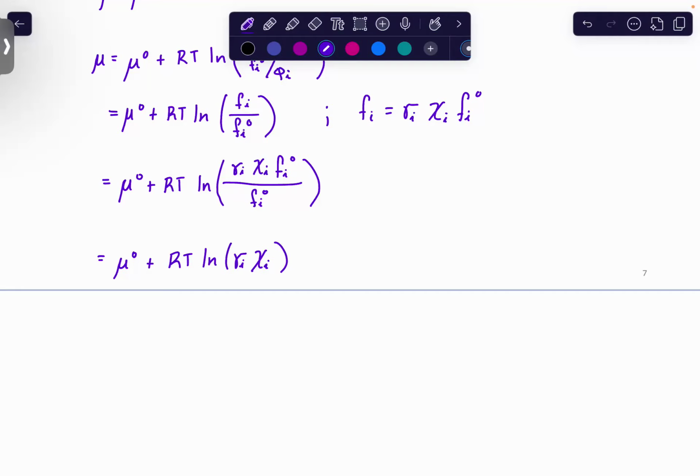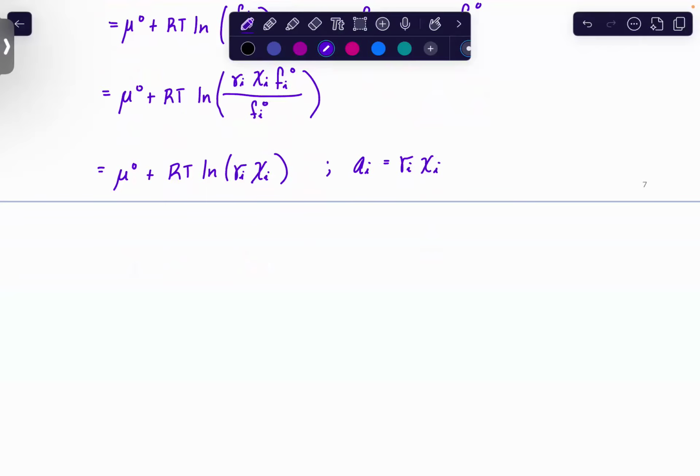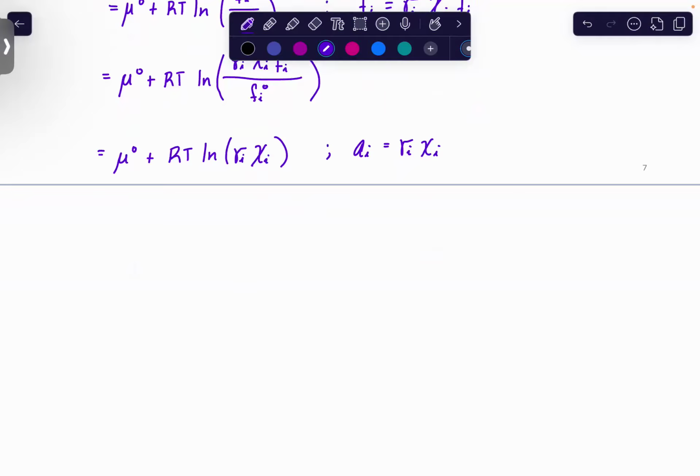Right. And so, of course, that means the activity of compound i is going to be the activity coefficient gamma times chi, the mole fraction, and we end up with a more common expression. Now we have a chemical potential we can use for solutions as well. For sure. So there's other ways that we can look at this.